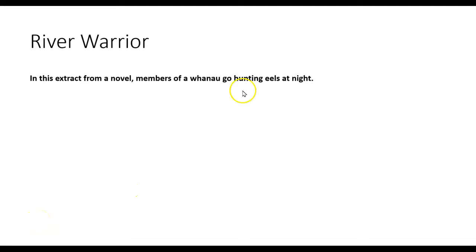Alright, sorry about that. So in this extract from a novel, members of a whānau go hunting eels at night. So that's what you'd read through the text with understanding that. But so many students just miss this bit. They just go straight into the text. And they don't get it lodged in their head that A, these are members of a whānau, or B, this is what they're doing. They're hunting eels. So when it says they're eeling, they may be confused and think, oh, maybe this is a metaphor for something else. No, they're literally hunting for eels. So all of that's just really good in terms of what English teachers will call orientation.